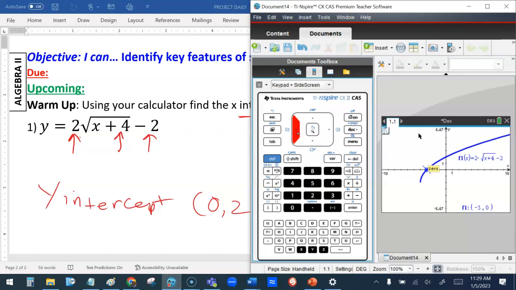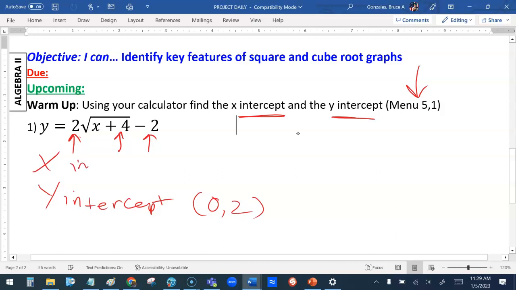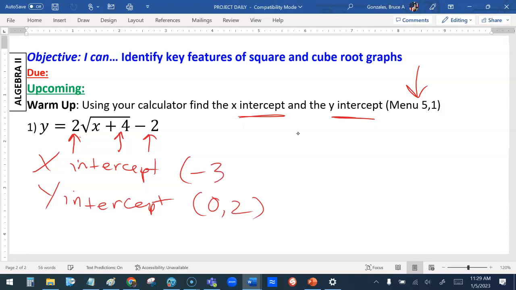Alrighty. Okay, so the x-intercept or the 0 is -30. Okay, so you got your intercepts written down for your warm-up.